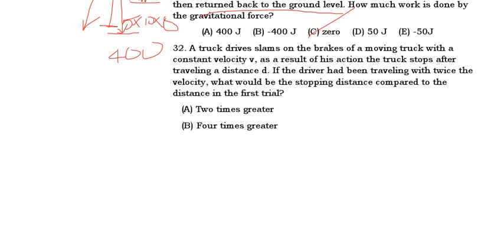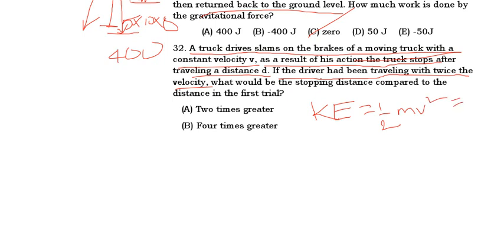A truck driver slams off the brakes of the moving truck with a constant velocity v, as a result of which the truck stops after traveling distance d. If the driver had been traveling with twice the velocity, then what happens? So here you have to find the kinetic energy, guys. Here they are asking kinetic energy, that is half m v square.